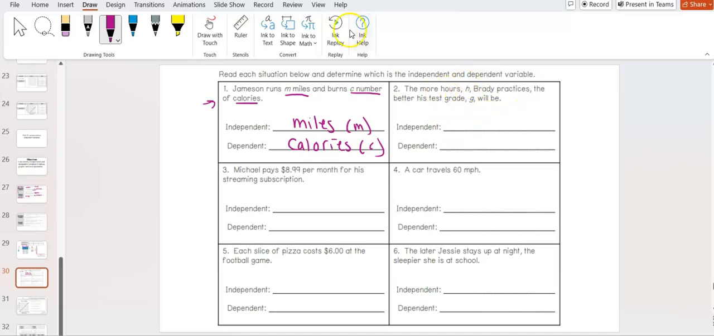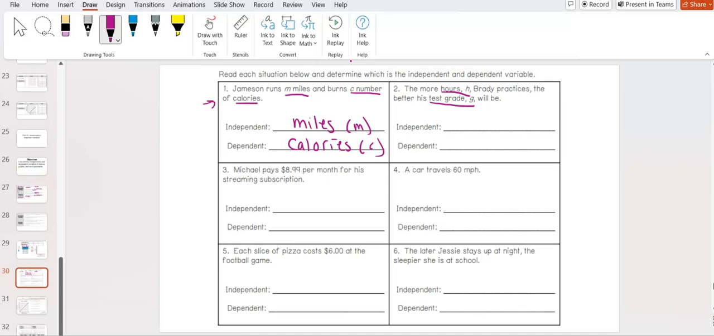For number 2, we have the more hours Brady practices, the better his test grade will be. So those are our 2 variables, hours and test grade. And we have to ask ourselves, does the hours Brady practices depend on his test grade he gets in the future? Or does his test grade in the future depend on the hours he practices?